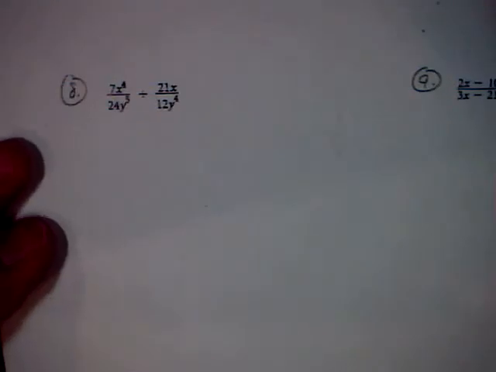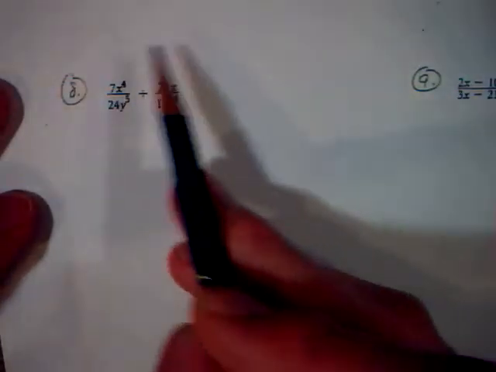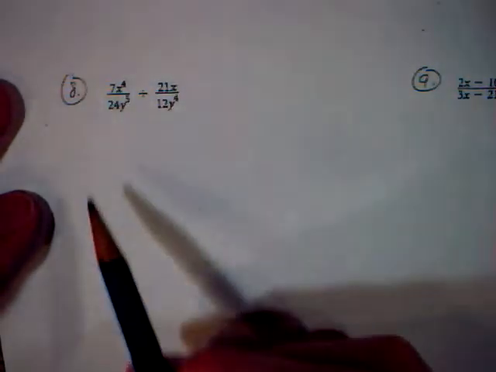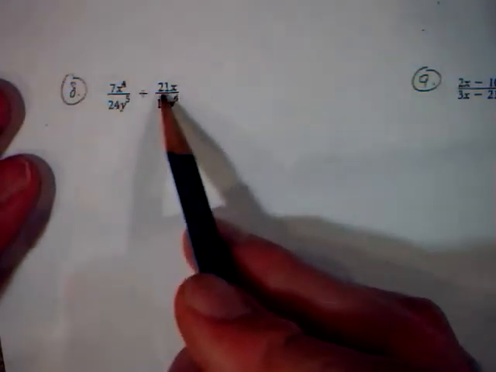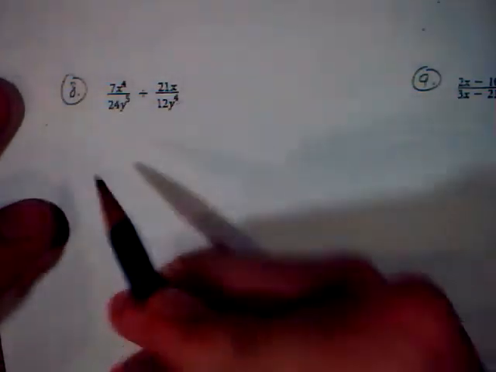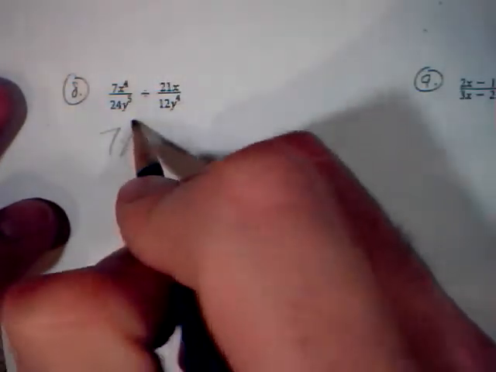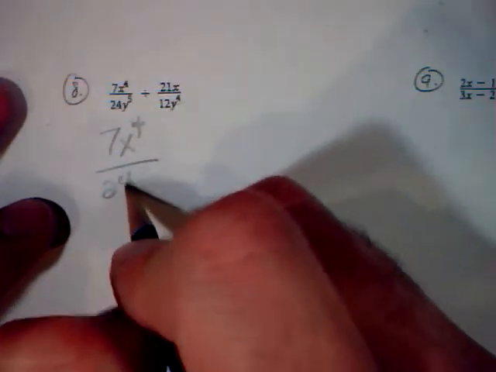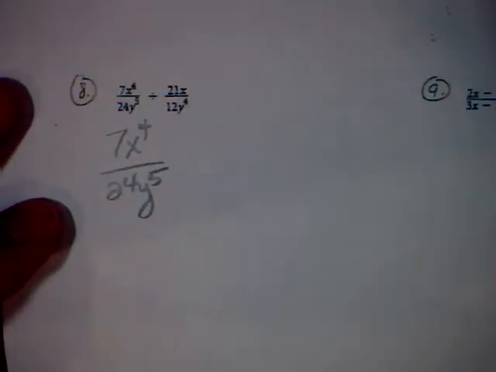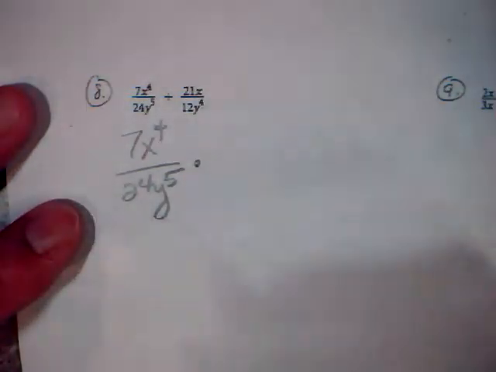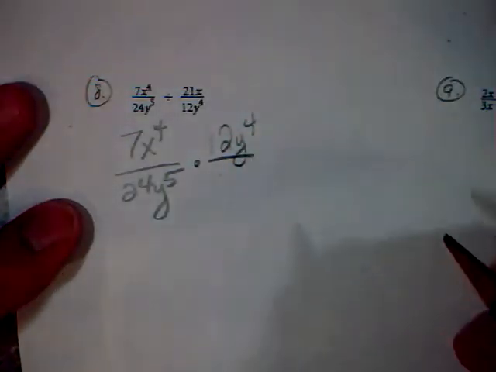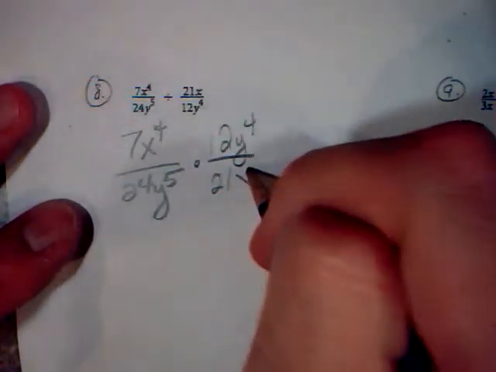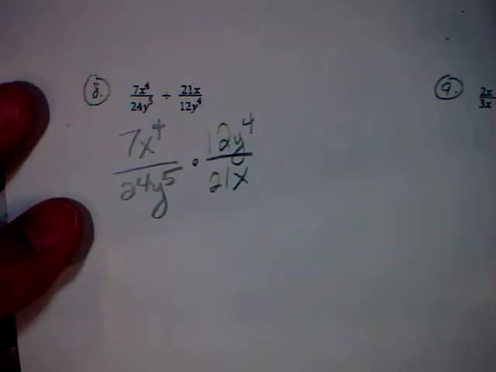In problem number 8, it doesn't look like we have any factoring to do because there's no addition or subtraction anywhere in the problem. So it's just a matter of switching this to multiplication, flipping, and canceling. In this case, we're going to have a 7x to the 4th over 24y to the 5th. Then we're going to switch this to multiplication, rewrite our second fraction with our denominator becoming our numerator and our numerator becoming our denominator. And that's just a matter of canceling.